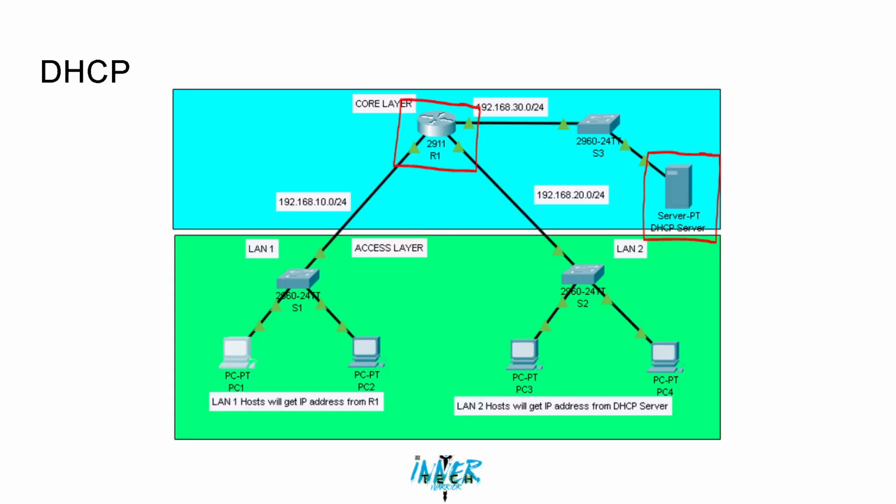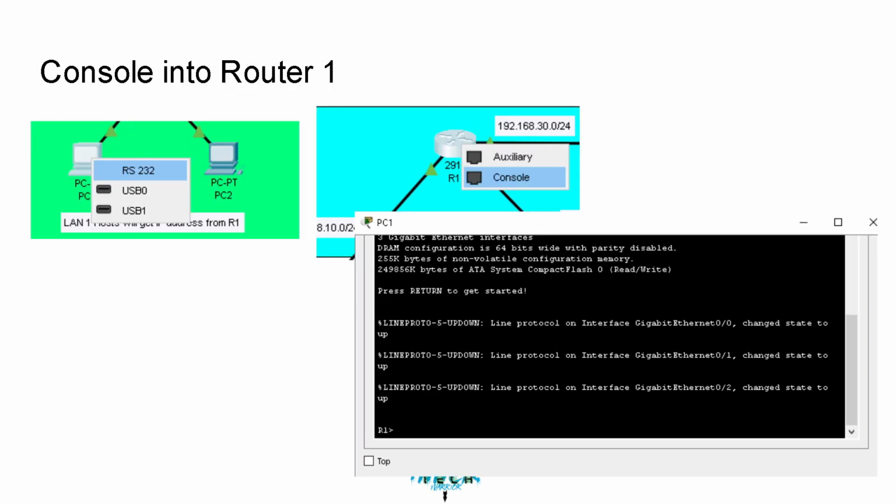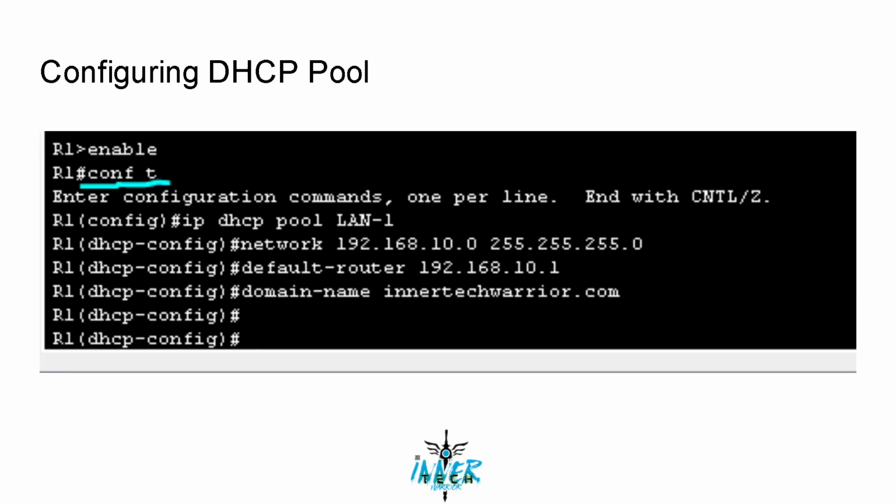In this case, we're using a router for DHCP for one network and a DHCP server for another network. So let's start with the router configurations. Console into the router using PC1. Now let's create the IP DHCP pool for LAN 1 with the command config t to get into global config mode, then ip dhcp pool LAN-1 to name the DHCP pool and get into the DHCP pool configuration mode.